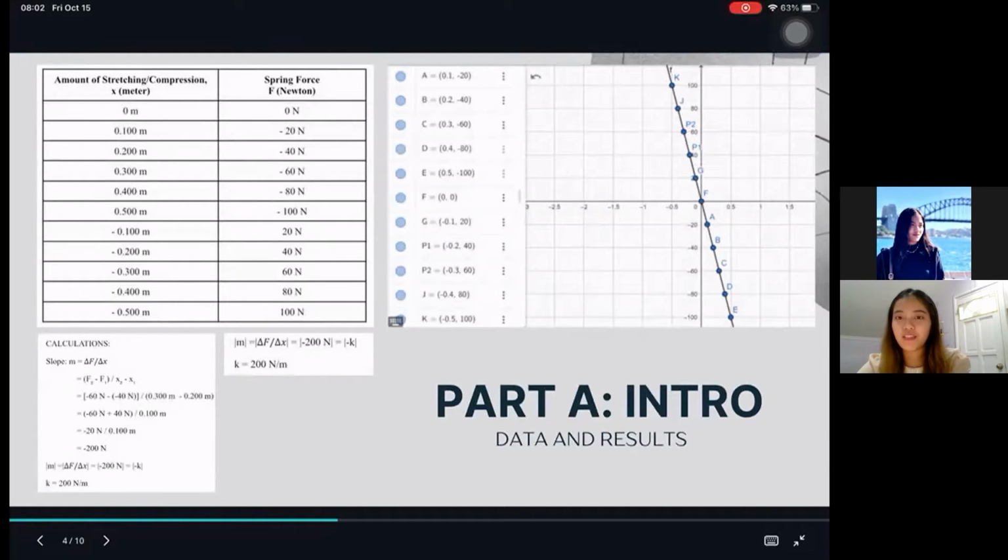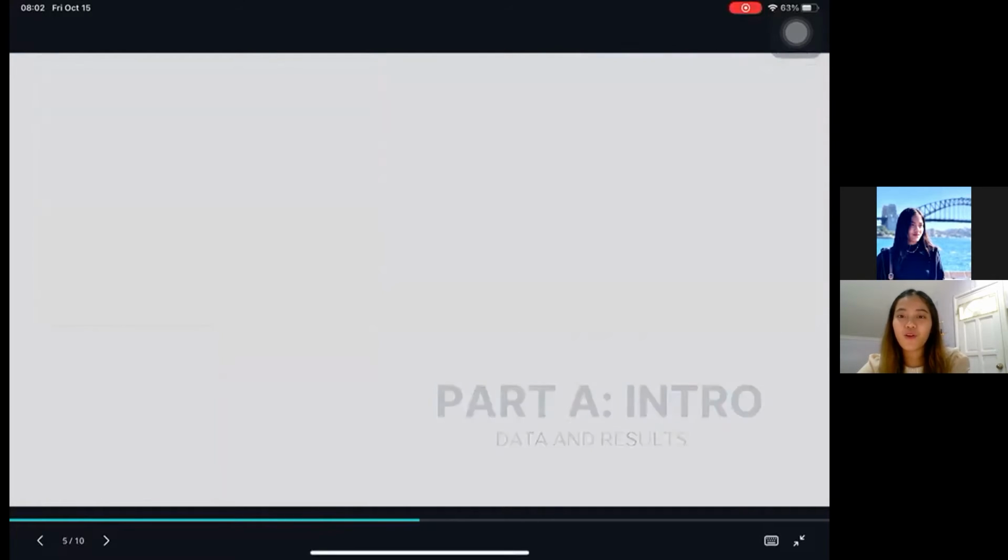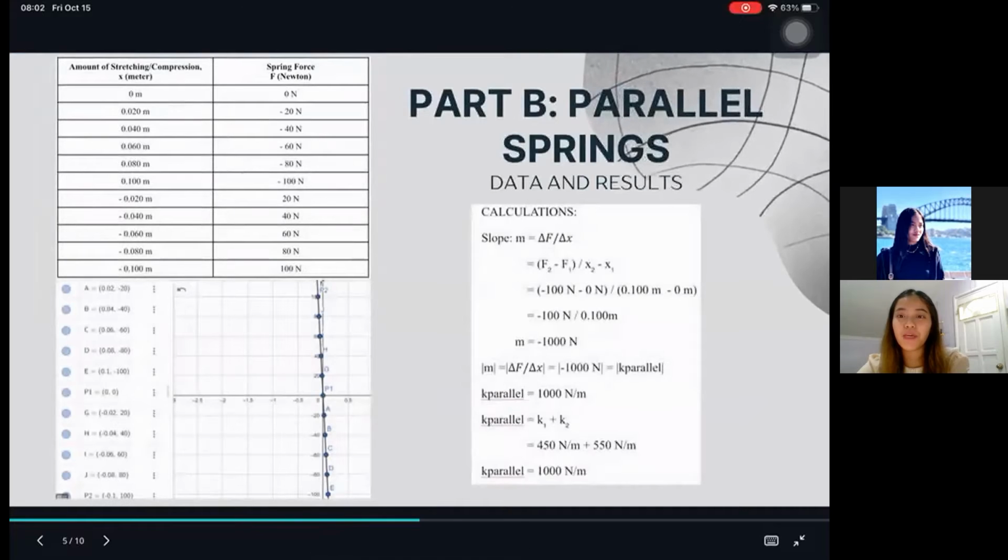Since the displacement is in the opposite direction of the spring force, this is mathematically stated as negative x. With this, the graph has a negative slope as well to represent such a statement. The same goes for the data and results for Part B, parallel springs, where the displacement is in the opposite direction to the spring force, as it also obeys Hooke's law, only that it is a parallel spring system.